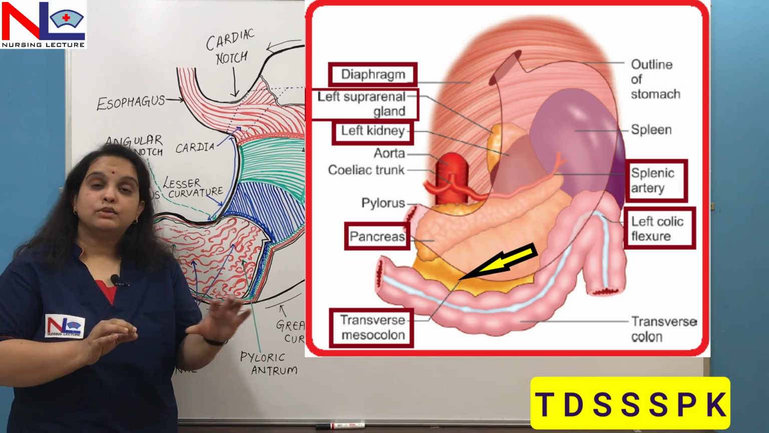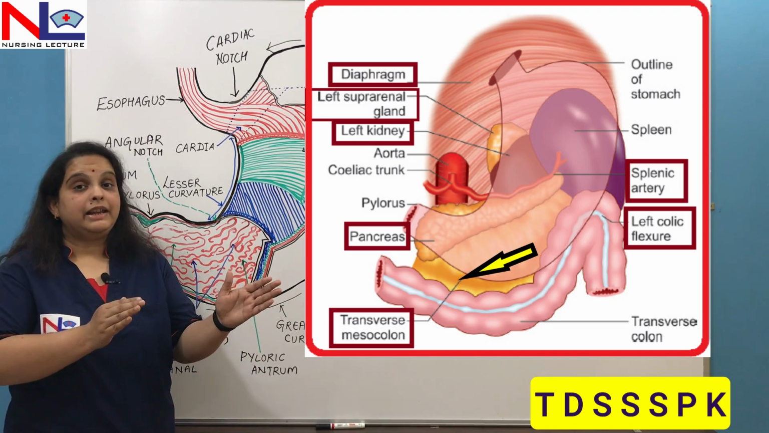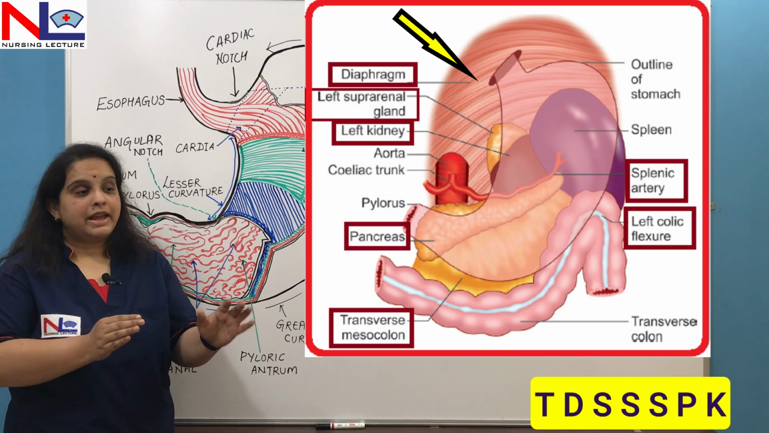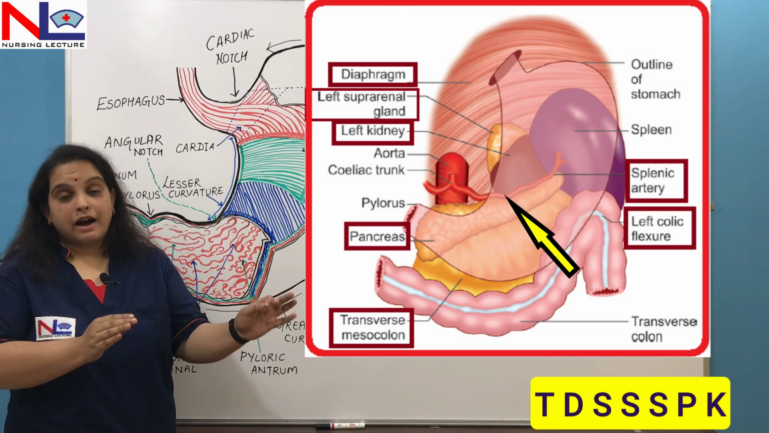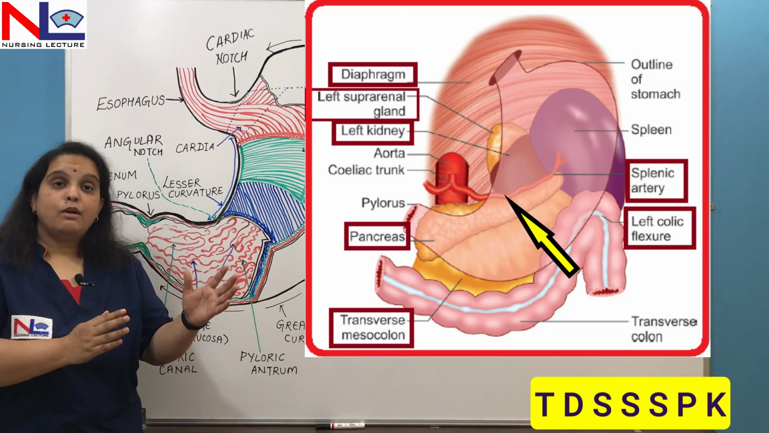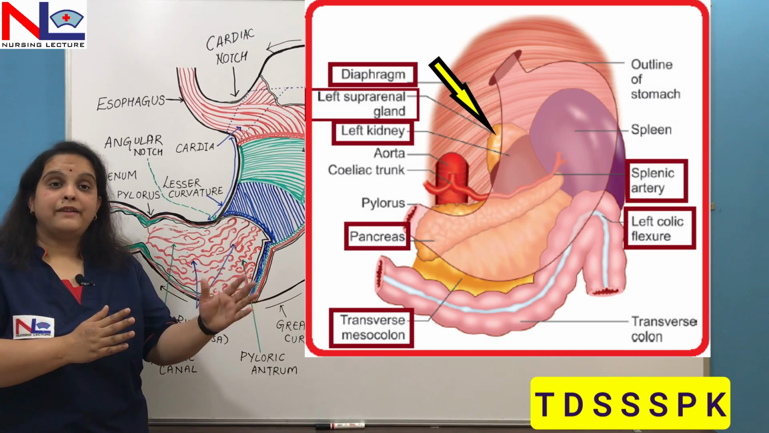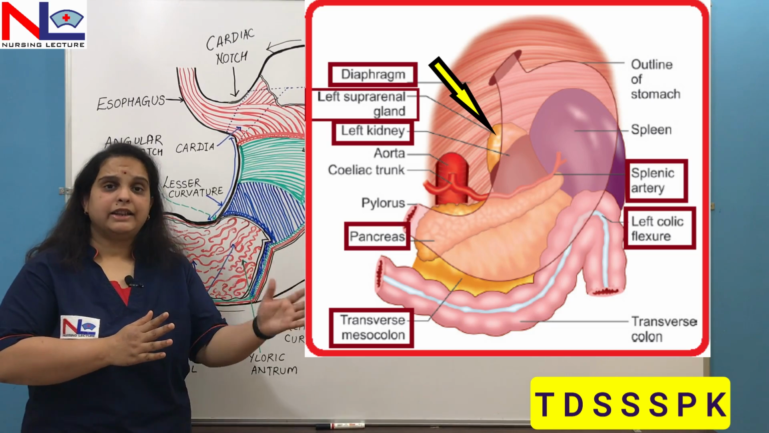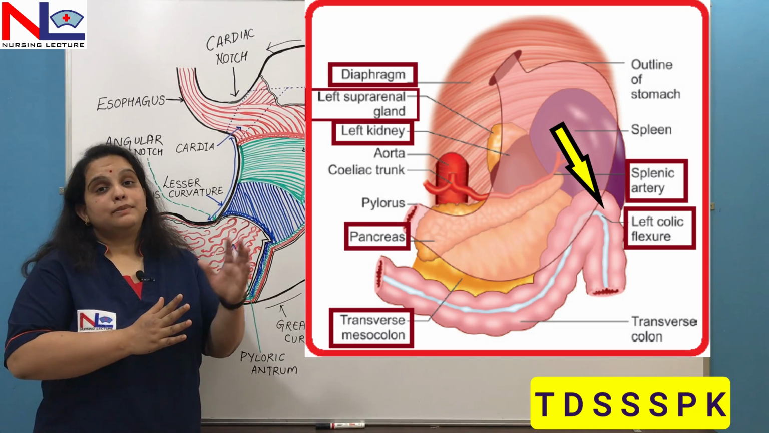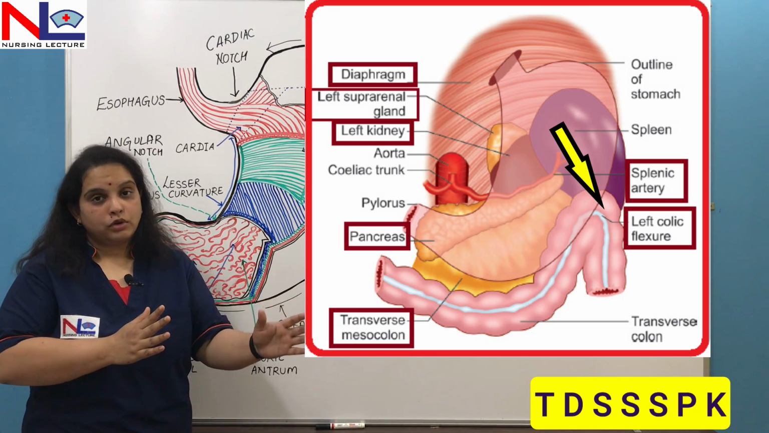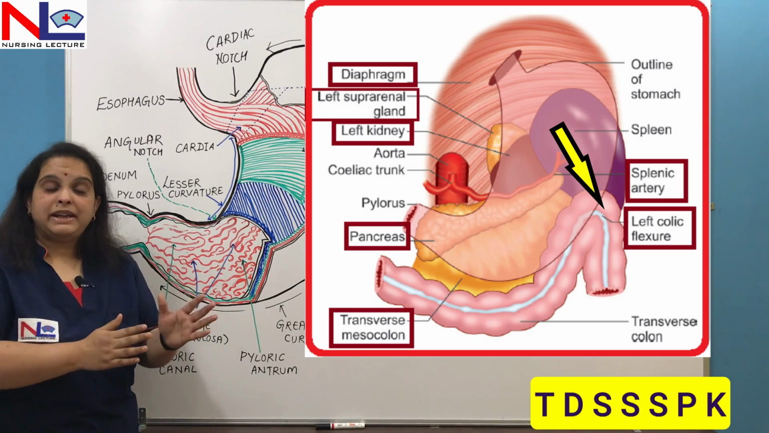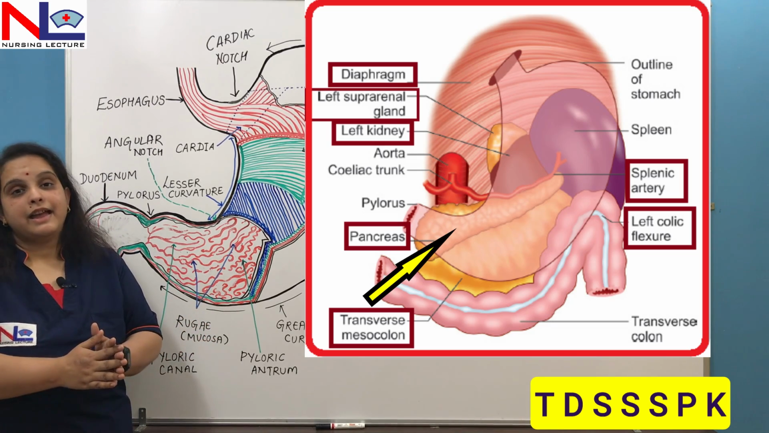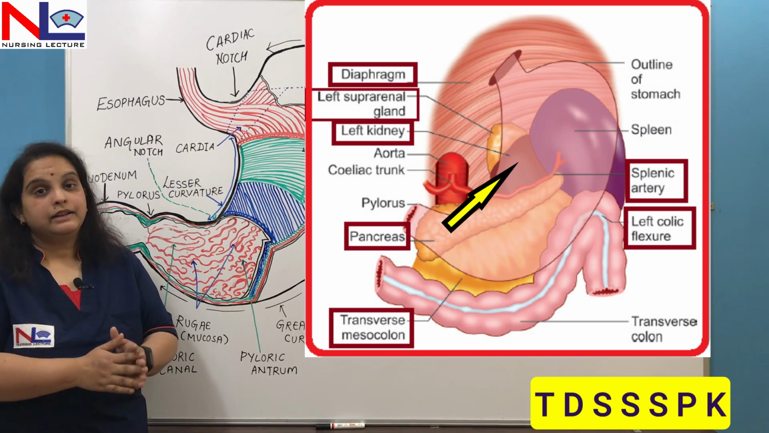T means transverse mesocolon, D means diaphragm, S means splenic artery, one more S means left suprarenal gland, the other S is the splenic flexure of colon, and P stands for pancreas and K for kidney, that is the left kidney or left renal.